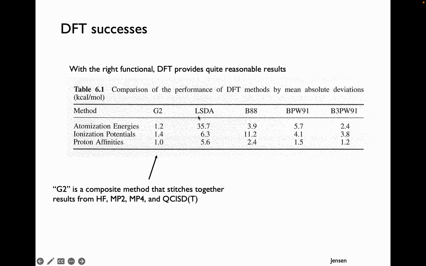For example, this LSDA has an average error which is like 35 times greater on one metric, which is atomization energies, but it's only 6 times greater on ionization potentials, only 5 times greater on proton affinities. Overall, this functional LSDA is not that great for this data set. This functional, on the other hand, B3PW91, has twice the error on atomization energies, about 4 times the error on ionization potentials, but almost the same error on proton affinities, right? And so it's kind of all across the board.